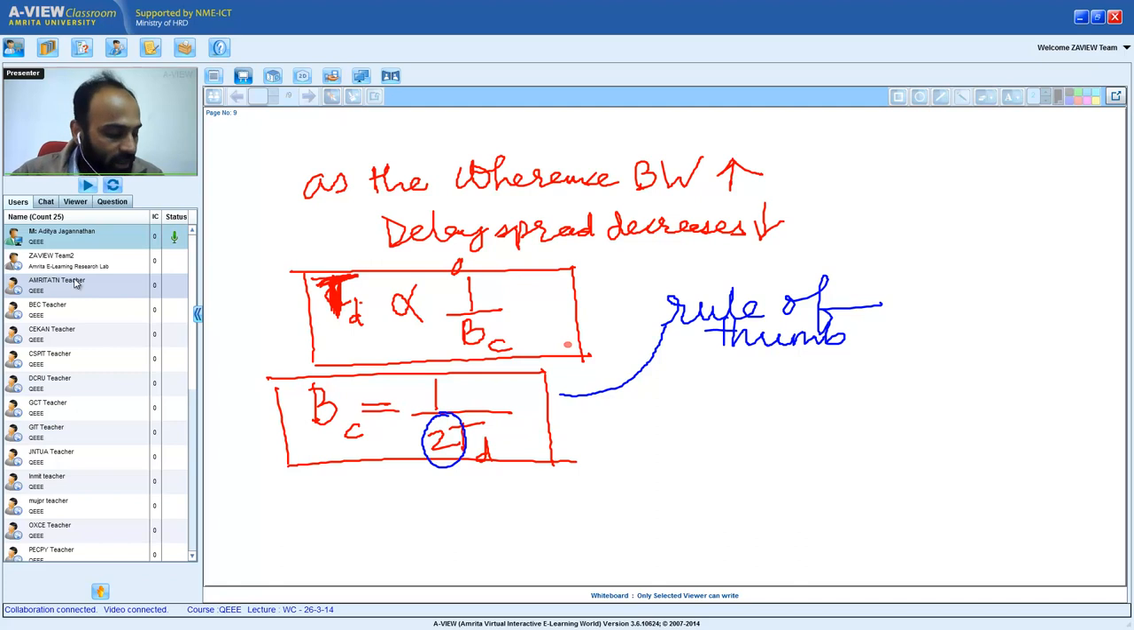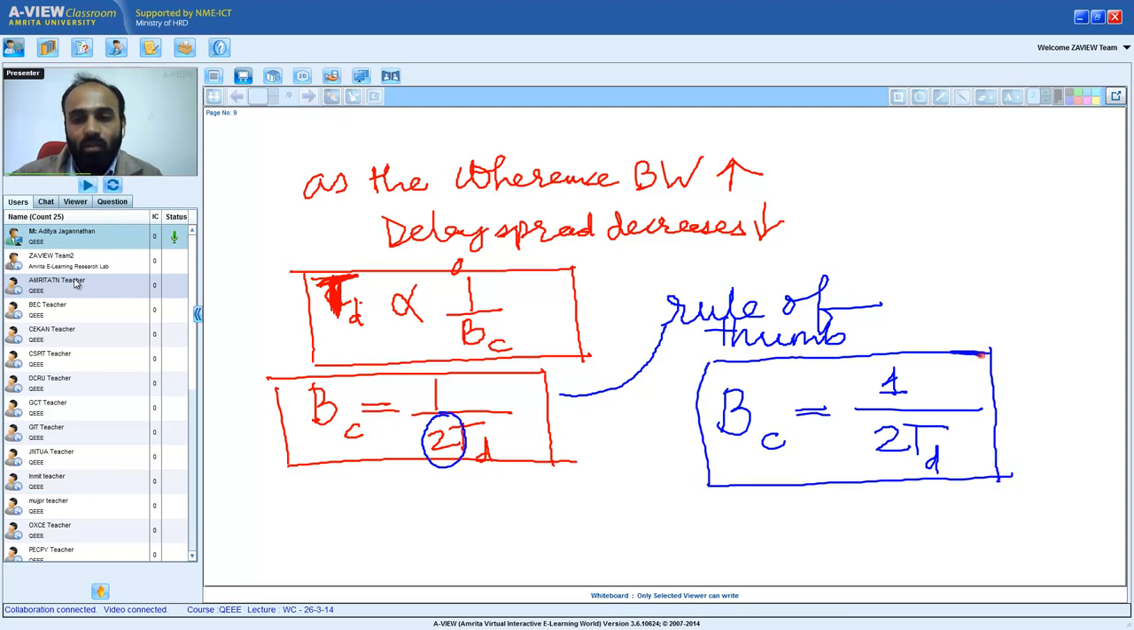Therefore, one way to characterize this relation is by saying BC equals 1 over 2 TD, and this is what we will use. Now, in practical outdoor wireless channels, what is the value of TD? It is in microseconds, correct? So let's say TD is approximately 2 microseconds.